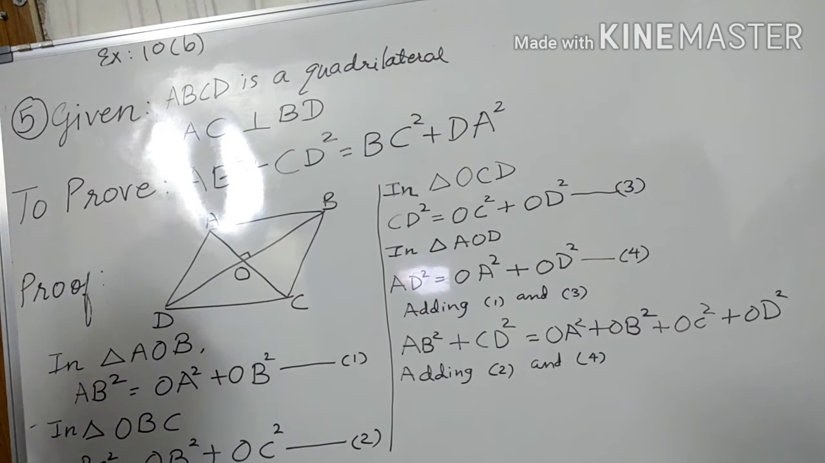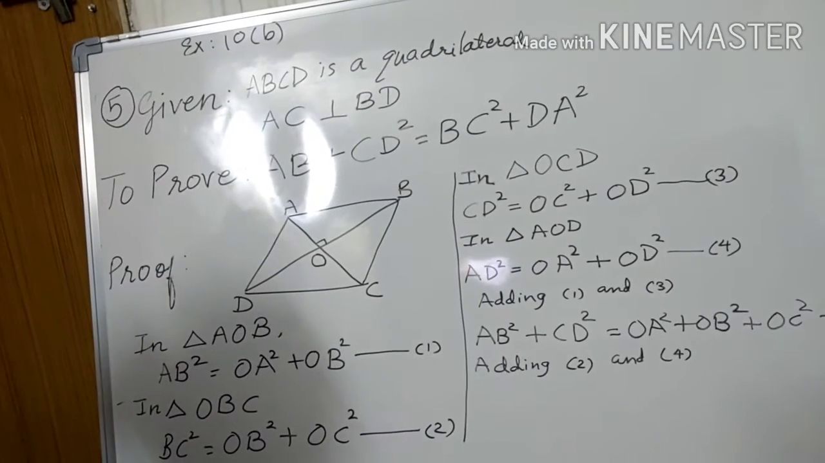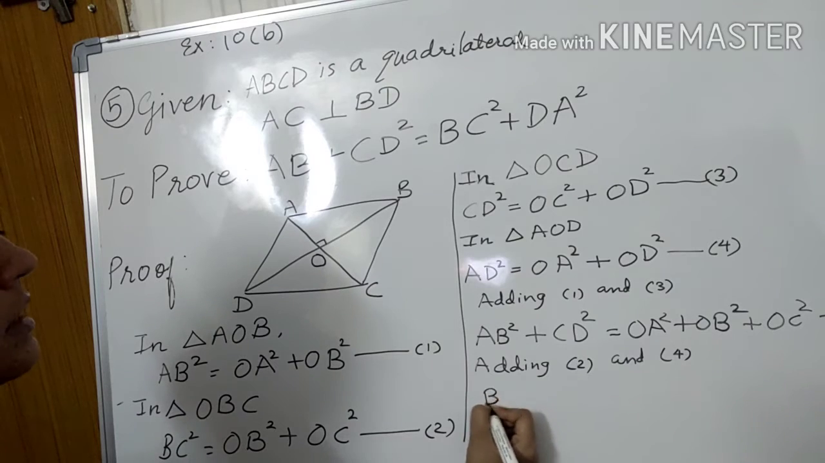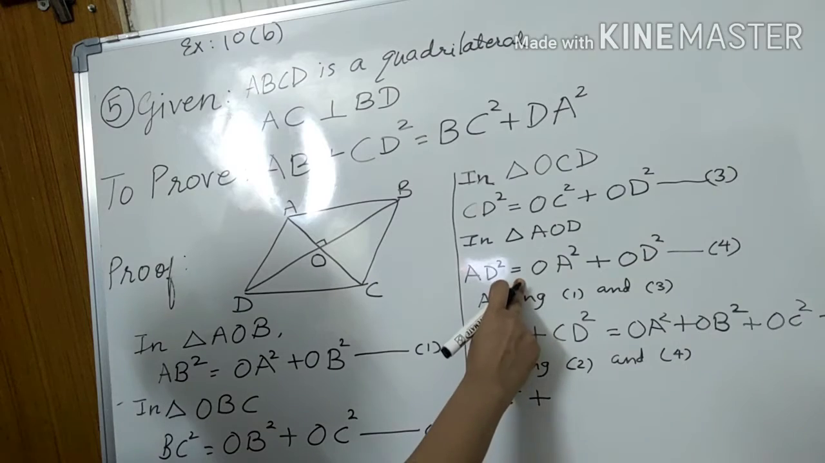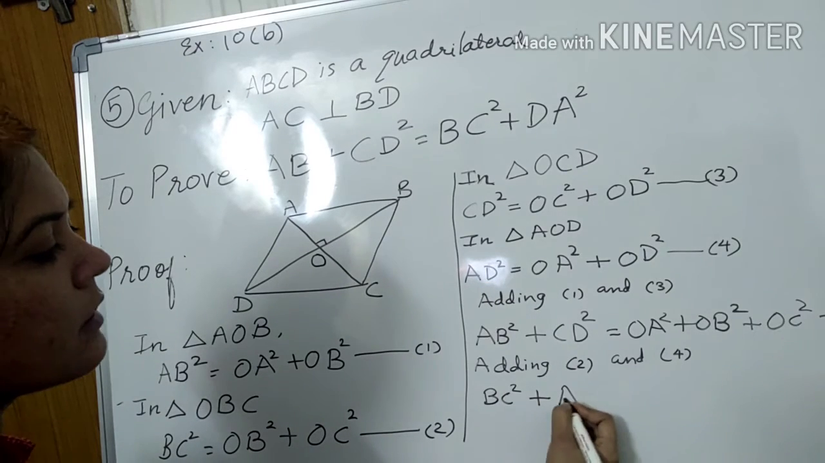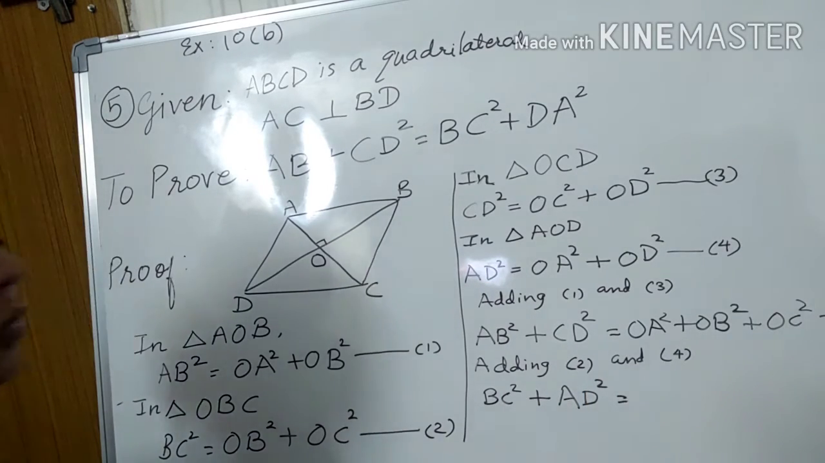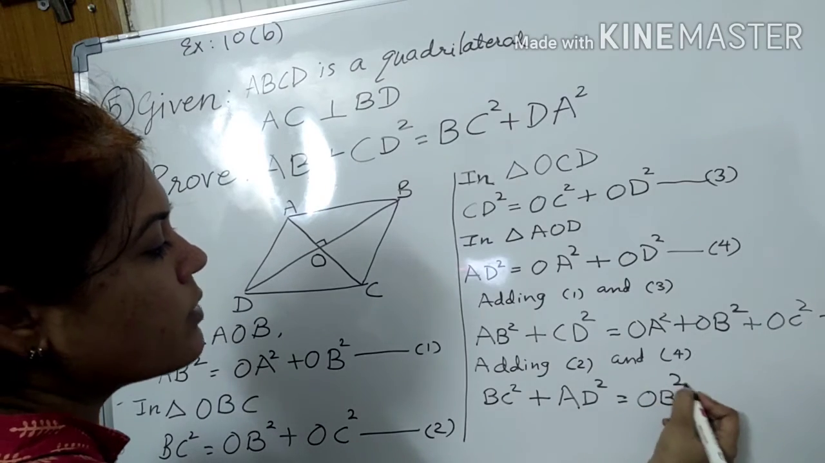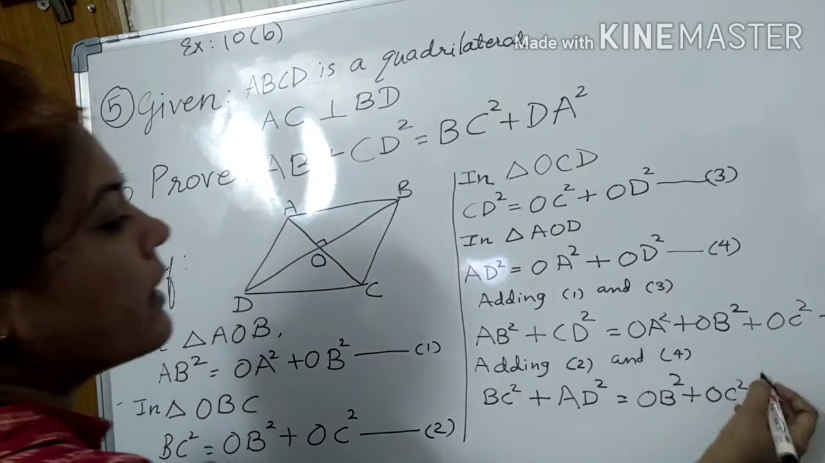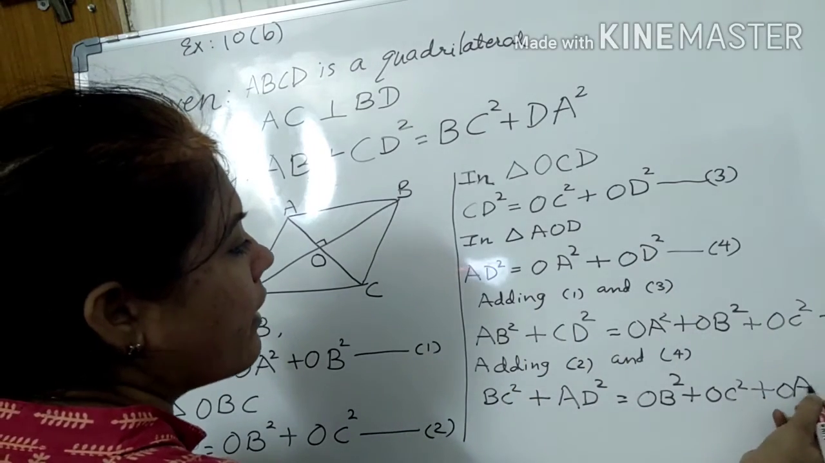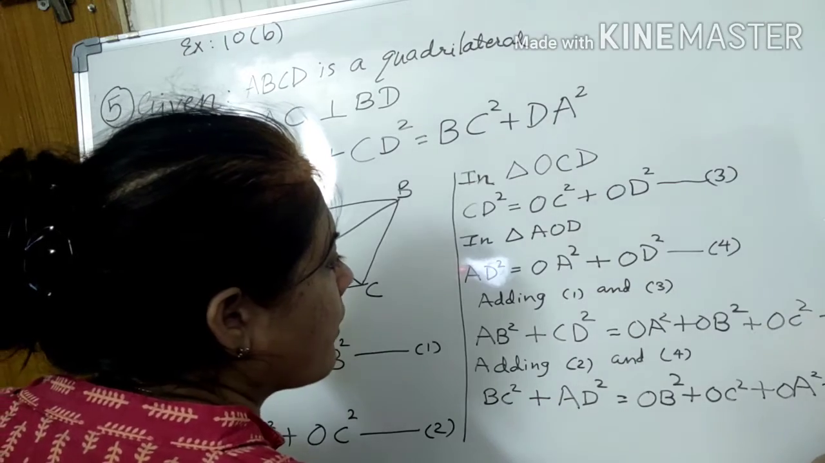So, on the second result left hand side, it is BC square. So I write BC square plus, on the fourth result left hand side, AD square is equal to, right hand side of the second result, OB square plus OC square. So I am writing as it is OB square plus OC square, and on the fourth result right hand side is OA square plus OD square.